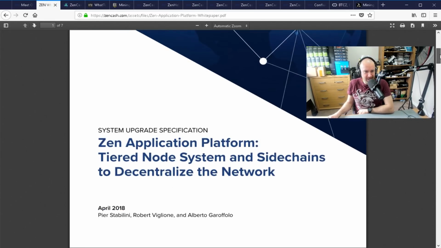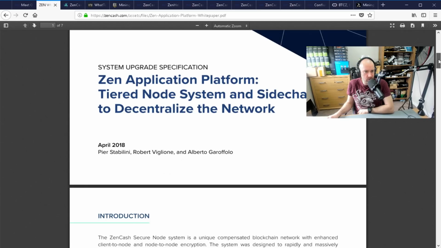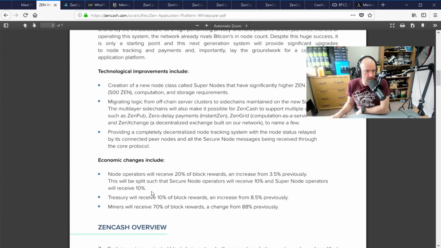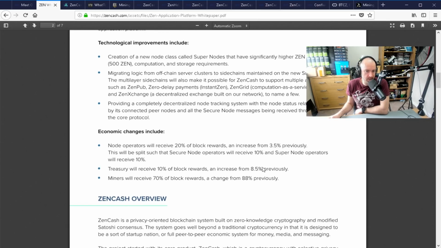A lot more colourful. So this one is related to the node system. So you can see here the creation of a new node class called super nodes that have significantly higher Zen staking. So this is different from the secure nodes, I think. 500 Zen, and then you can see here node operators will receive 20% of block rewards, an increase from 3.5% previously. This will be split such that secure node operators will receive 10% and super node operators will receive 10%. Treasury will receive 10% of block rewards and an increase from 8.5%.